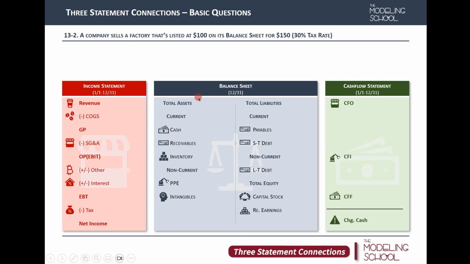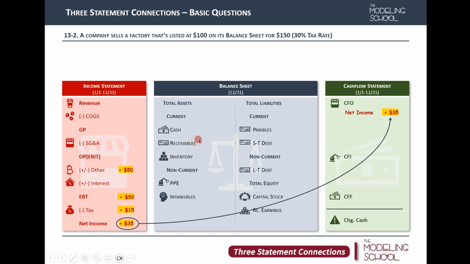We're going to see just one more example, the opposite example, where the company sells a factory for a gain. So it's listed at $100 on the balance sheet, but we sell it for $150. So in this case, we record a $50 gain to the income statement, and everything's the opposite. And this time we have to record tax. So $15 of tax is going to be recorded, and net income is going to be up by $35.